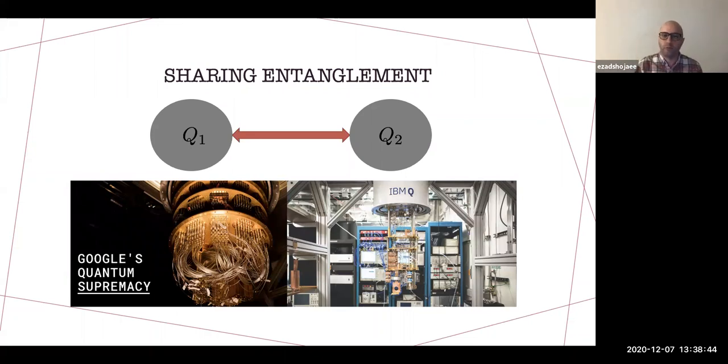Let's say, again, you have two quantum machines, Q1 and Q2. If they are in the same fridge, on the same tabletop, it's kind of manageable to entangle them. It's hard, definitely, but it's manageable. That's what we saw in the previous part. But what if they are far away?